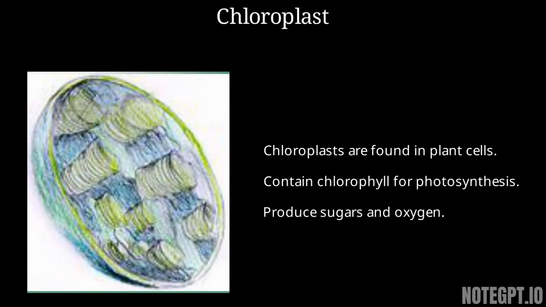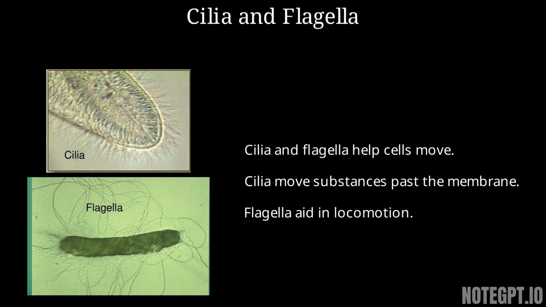Chloroplasts are usually found in plant cells. They contain chlorophyll and are the site of photosynthesis, producing sugars and oxygen. Cilia and flagella are external appendages from the cell membrane that aid in cell movement. Cilia also help move substances past the membrane.